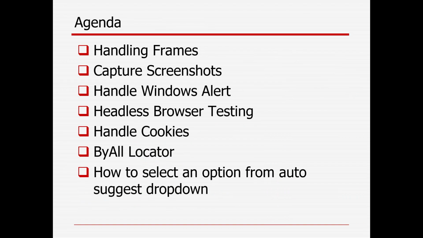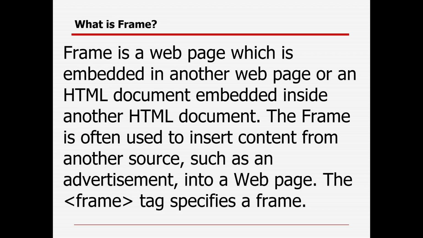So today I have tried to cover how to handle frame, capture screenshot, alert, headless browser testing, cookies, element, ByAll locator, and how to select an option from an auto suggestive drop down. So for frame or iframe, in case something is available, you can just inspect the element and press Ctrl F, search for frame or iframe. In case something starts with the tag frame or iframe, then you need to handle it first, either through frame index or frame name or ID or the frame web element reference. After that, if you go inside the frame, then only you can do the operation on the element.